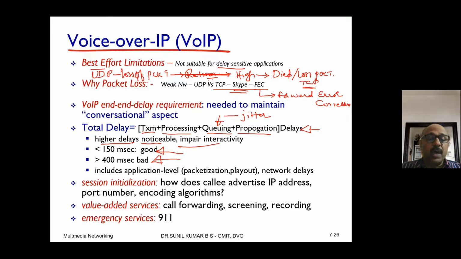There are some value added services in VoIP. They're called call forwarding, screening, and recording also, which are really exciting applications, because nowadays, because of these techniques, we are able to talk to 2 or 3 people simultaneously over a teleconference, and even call forwarding is possible.